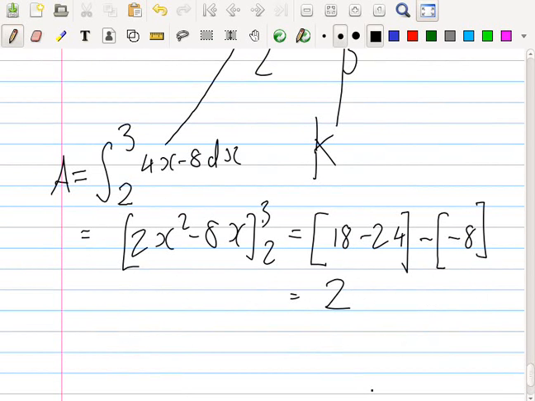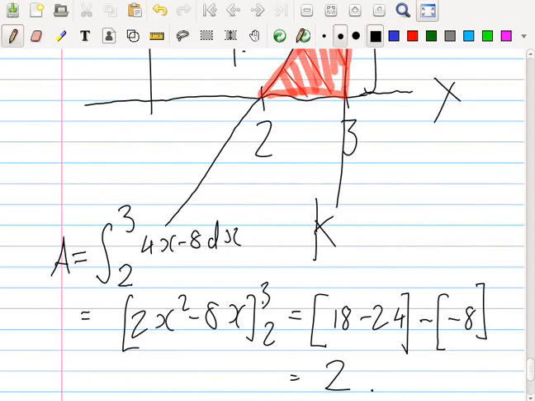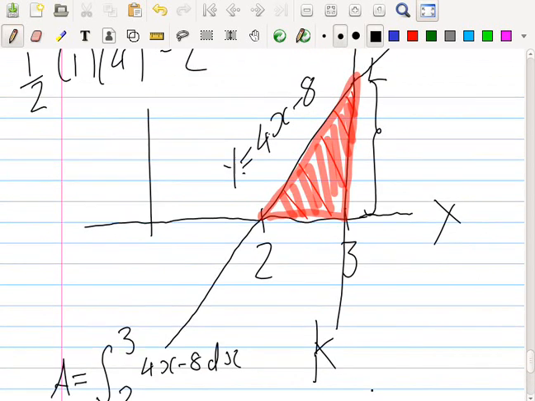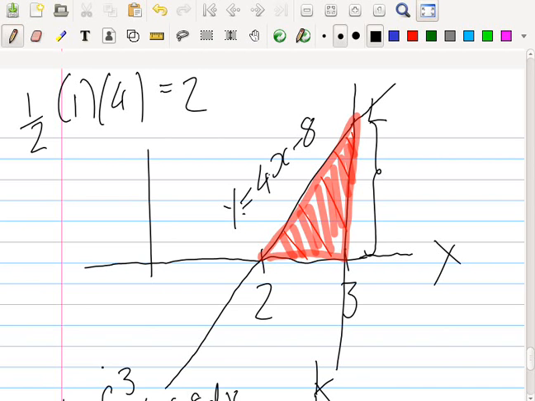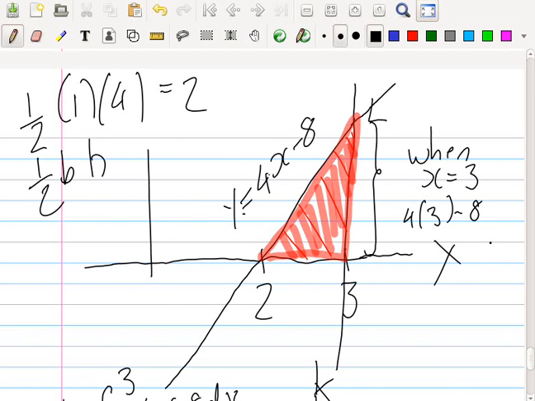Well, look at that. Yes, this is a half the base by the height. So the height here is when x is 3. So that's 4 times 3 minus 8.